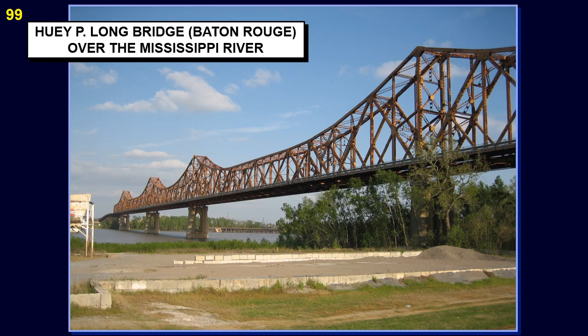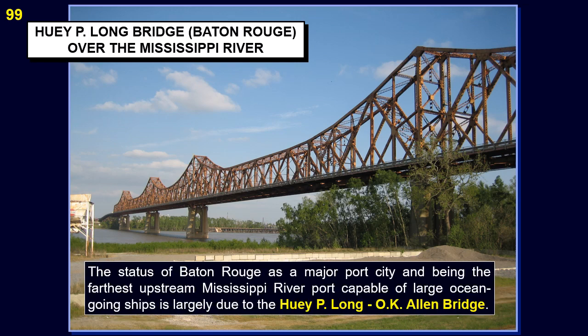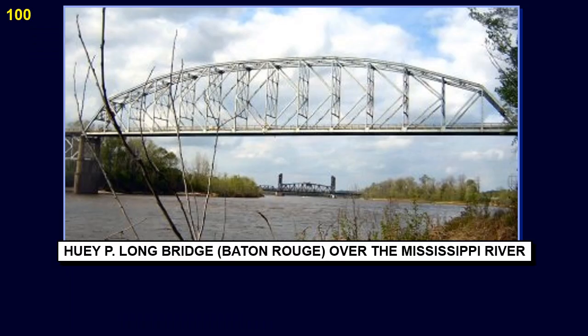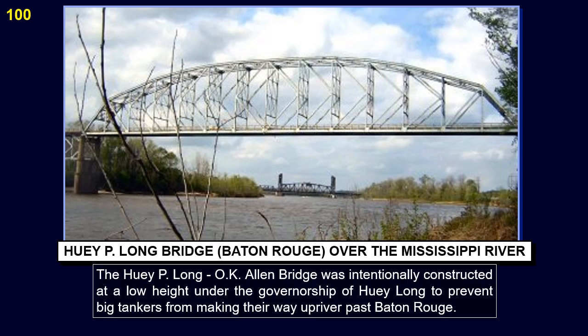The status of Baton Rouge as a major port city, and being the farthest upstream Mississippi River port capable of handling large ocean-going ships, is largely due to the Huey P. Long, Oscar K. Allen Bridge. The Huey P. Long, Oscar K. Allen Bridge was intentionally constructed at a low height under the governorship of Huey Long to prevent big tankers from making their way upriver past Baton Rouge.